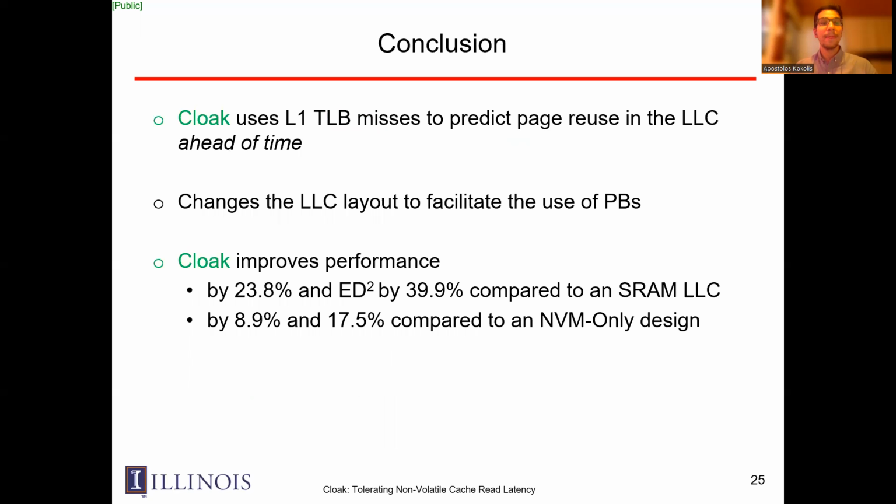In conclusion, Cloak uses L1 TLB misses to predict page reuse in the LLC ahead of time. It changes the LLC layout to facilitate the use of the page buffer and the activation of same page cast lines to one of the page buffers. And overall, it improves performance by 23.8% and ED squared by 39.9% compared to an SRAM LLC, and by 8.9% and 17.5% compared to an NVM-only design.